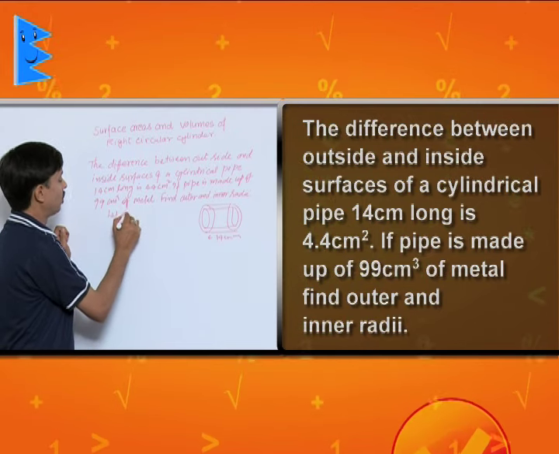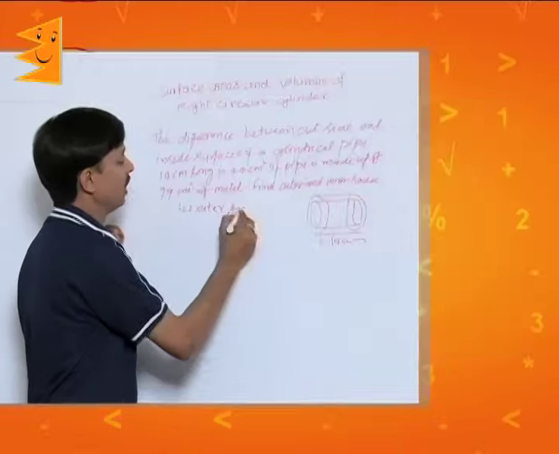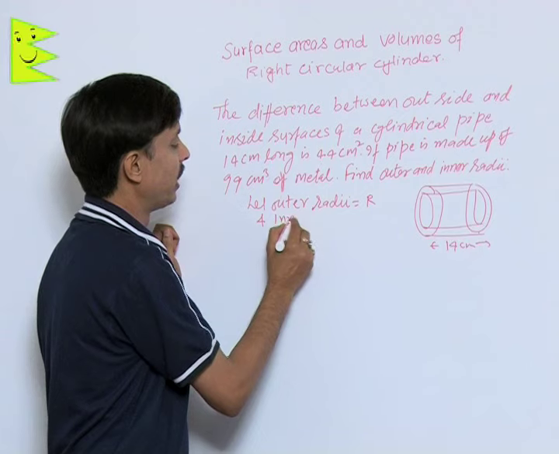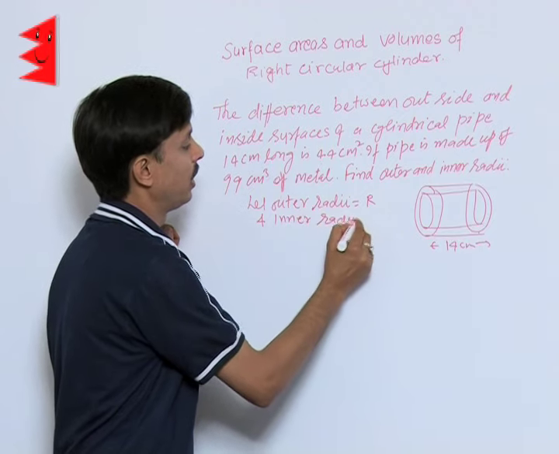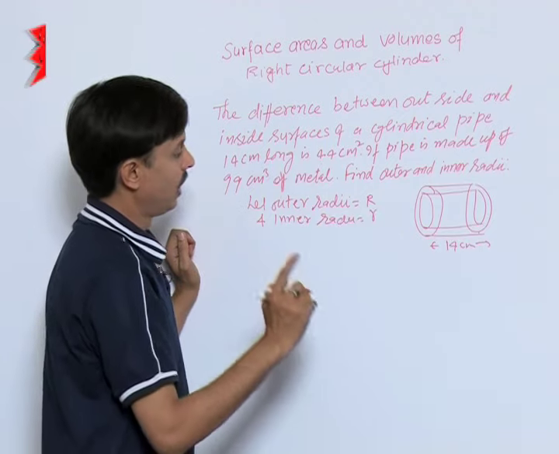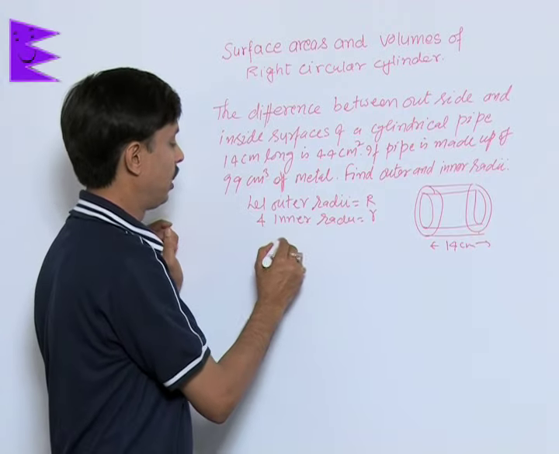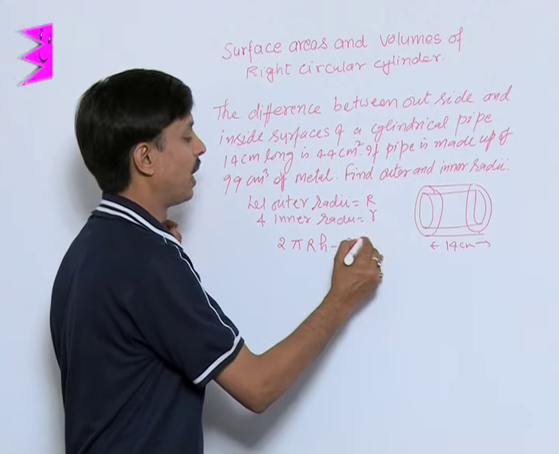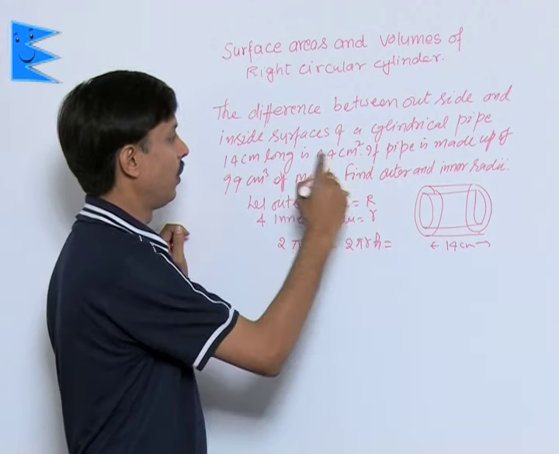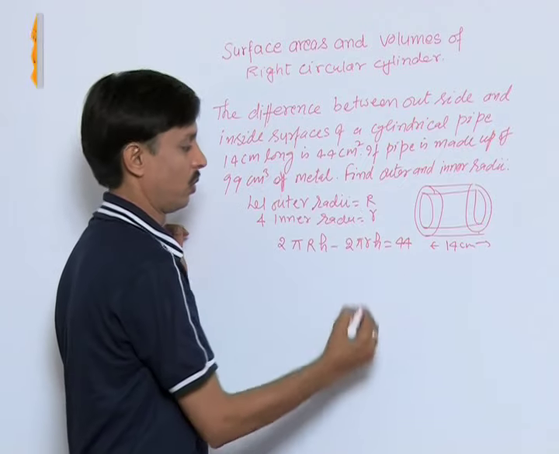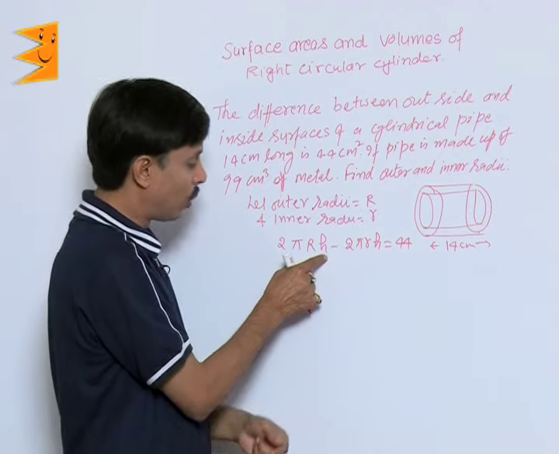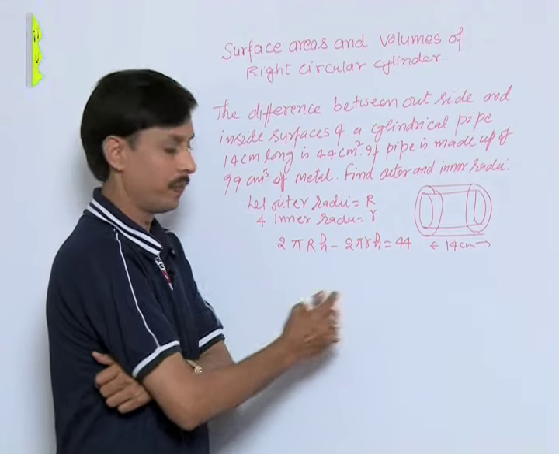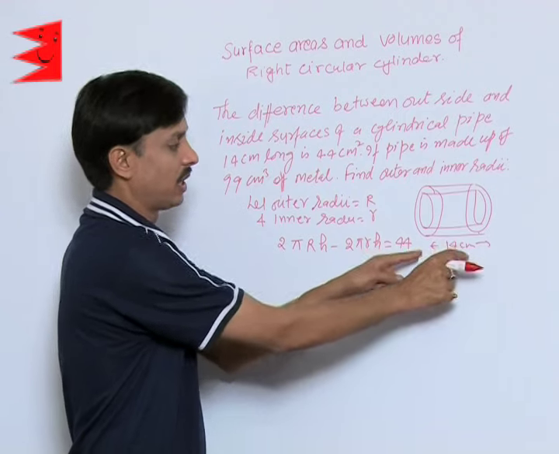Let outer radius be capital R and inner radius be small r. Now the question is that the difference of the surface is 2 pi RH minus 2 pi small rh. That is given how much? 44 centimeter square. This is outer curved surface area. This is inner. Their difference is 44. So I can put the value of height, that is 14.